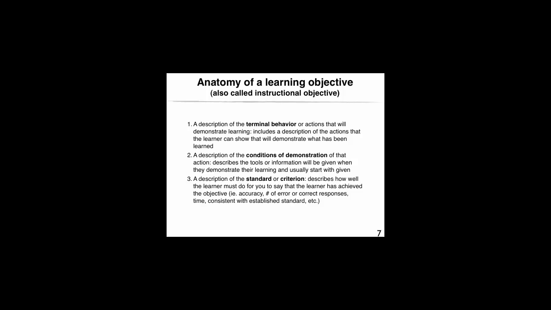Learning objectives also include a description of the condition of demonstration of that action. This describes the tools or information that will be given when they demonstrate their learning, and usually starts with "given." And a learning objective also includes a description of the standard or criterion, and this describes how well the learner must do for you to say that the learner has achieved the objective. For example, the accuracy, the number of errors or correct responses, the time to performance, the consistency with established standards, and so on.